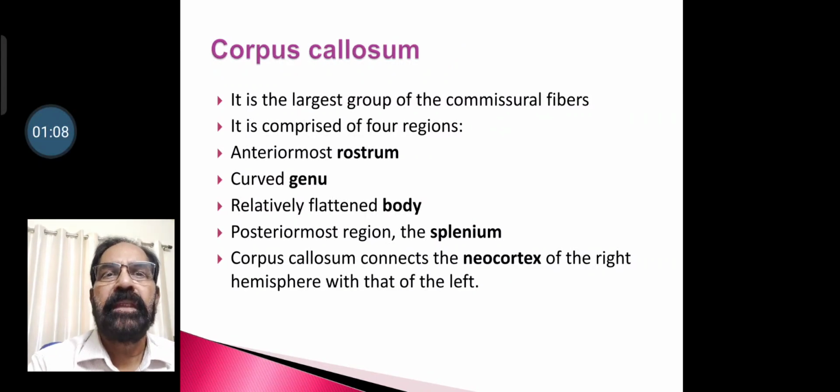Corpus callosum. This is the largest group of commissural fibers. It is comprised of four regions. The anterior most is called the rostrum. Then the curved part is called the genu. The flattened part is called the body. And the posterior most thickened part is called the splenium. Corpus callosum connects the neocortex of the right and left hemispheres.